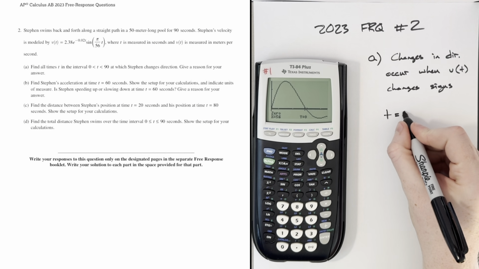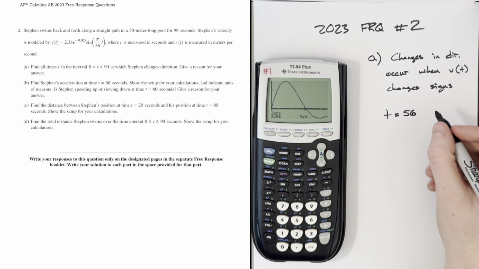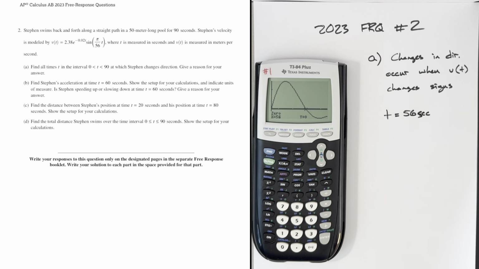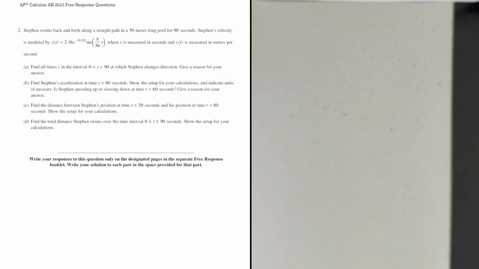So at t equals 56, and we are in seconds. t equals 56 seconds, Steven changes directions in the pool. Our reasoning is because our velocity goes from positive to negative at t equals 56 seconds. So a fantastic question. Changes in direction show up all the time. We need to be able to check out the graph and analyze it. So that is all we got for part A. And we're going to move on to part B.